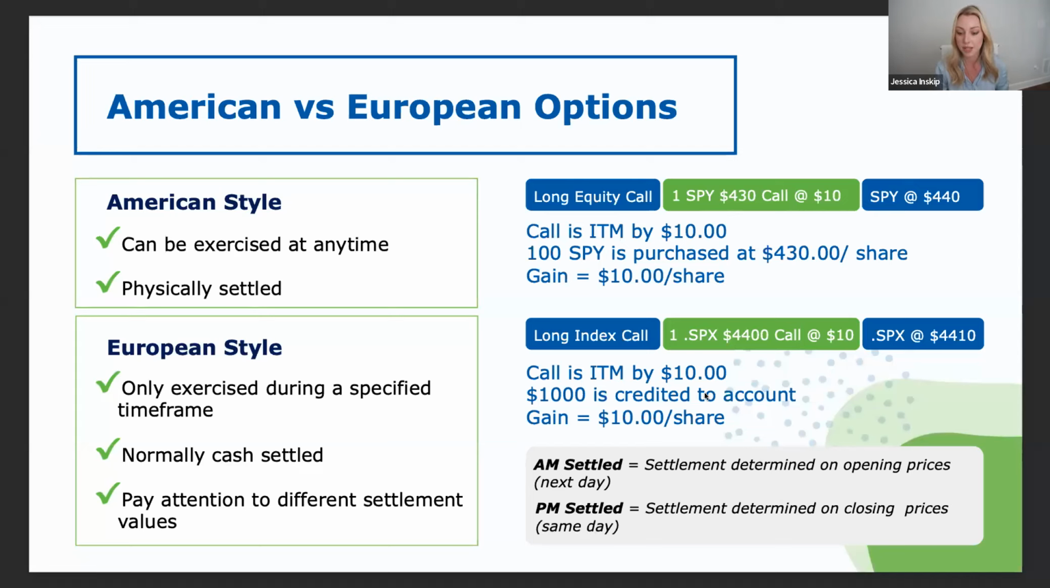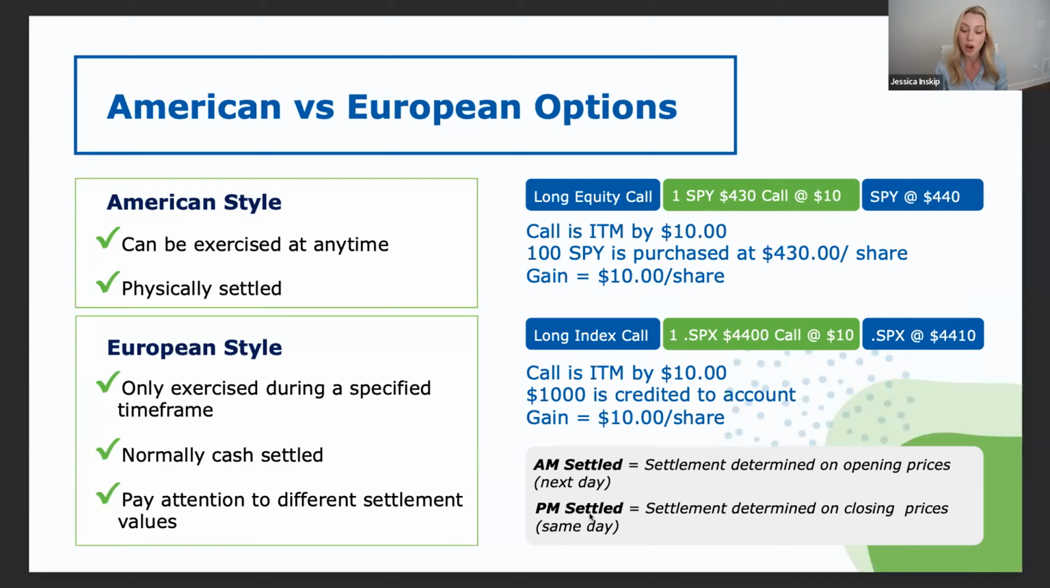So in this case, it would be $10 a share or $1,000 that you would receive in your account on expiration day because SPX, an index option, was in the money. There aren't any shares transacted, but rather cash. And then the other component to watch out for, you may see this on an options chain, is AM settled and PM settled.